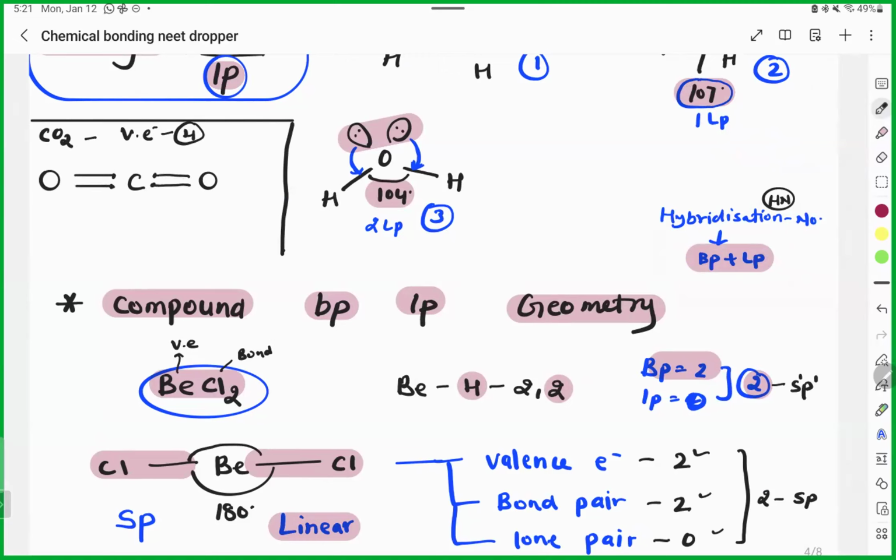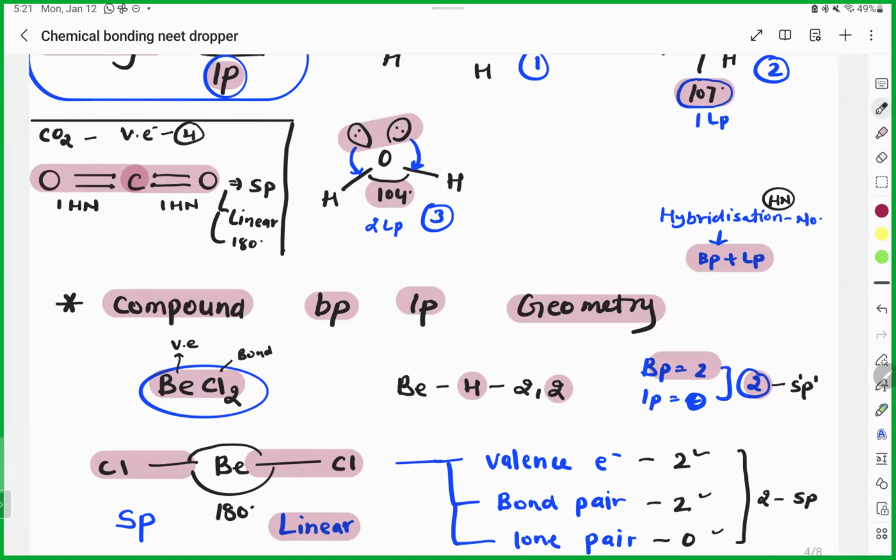If you calculate the valence electron for one system, you will calculate only 1, not 2. Example, you will consider this as hybridization number 1, and this as hybridization number 1. Total number 2. What will be the hybridization in this case? sp. What will be the shape? Linear. What will be the angle? 180. Everything will be the same as BeCl2.